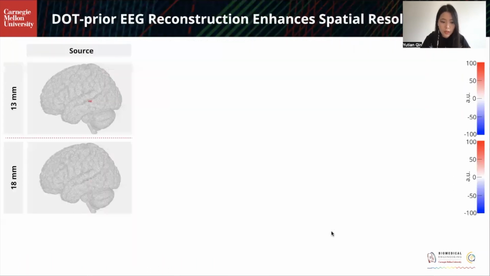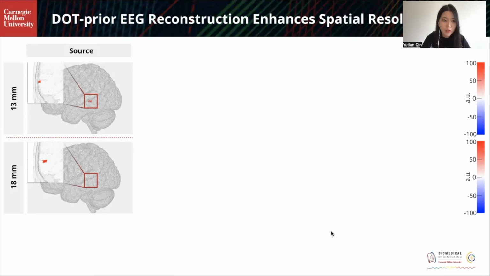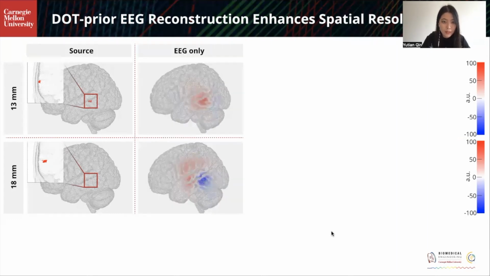Here we are showing two examples of the DOT prior EEG reconstruction. On the top is a shallow neural activity source with a depth of 13 millimeters, and on the bottom is a source with a depth of 18 millimeters. If we only look at the EEG reconstruction, we can see that the deeper the source is, the more spreading the reconstruction will be. And yes, there are some negative errors in the 18 millimeter example. That is because the dipole orientation of the deeper source is a little bit different from the shallow source.